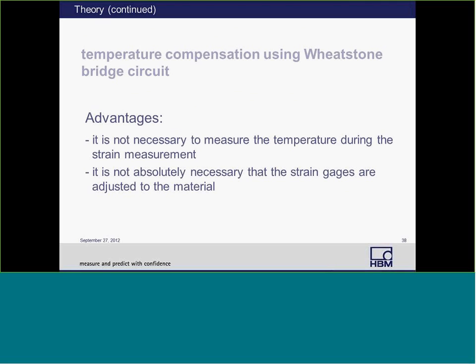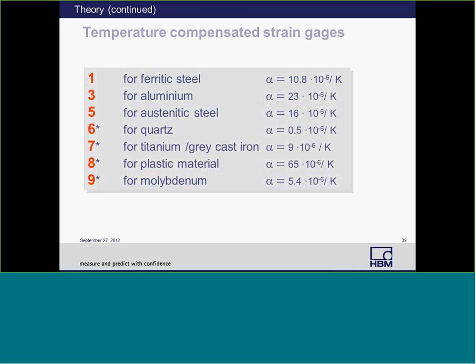Okay, so temperature compensation using the Wheatstone Bridge circuit has some advantages. It's not necessary to measure the temperature during a strain measurement. And it's not absolutely necessary that strain gauges are adjusted to the material. So you can order strain gauges that are already temperature compensated for certain types of material. If you're going to be working on aluminum, you would order a strain gauge that's already compensated internally for aluminum. Or if you're going to be working with steel, you can order for that, quartz, plastic materials, etc.